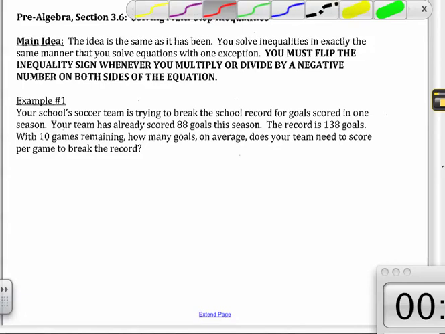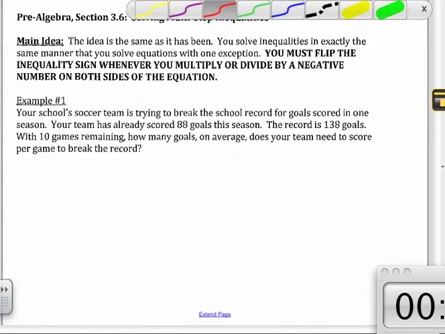Okay, guys, the main idea is the same as it has been. We're going to solve inequalities just the exact same way that we solve equations. The only difference is if I have to multiply or divide both sides by a negative, I have to flip that inequality, because we're changing that sign. It's almost like we're flipping the number line around. So we've got to be careful with that, and we'll watch for those exceptions.